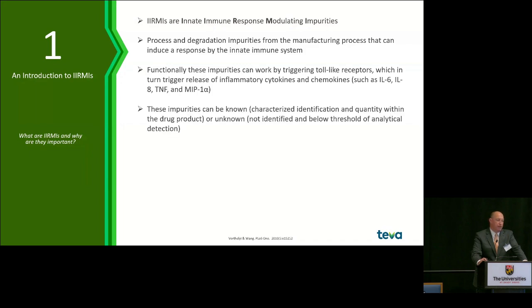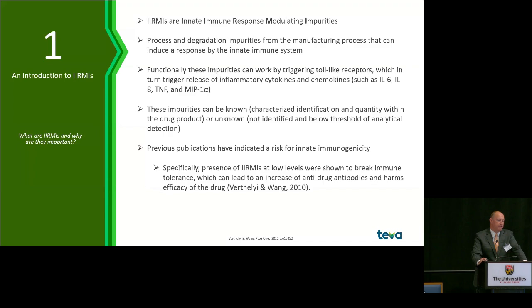And these impurities can be known, which means that they're characterized, identified, and the quantity within the drug product is also known, or they could also be unknown, which means that they have not been identified and they're below the threshold of analytical detection. Previous publications have indicated that there's a risk for innate immunogenicity, specifically presence of ERMIs at low levels were shown to break immune tolerance, which can lead to an increase in anti-drug antibodies and harms the efficacy of the drug.